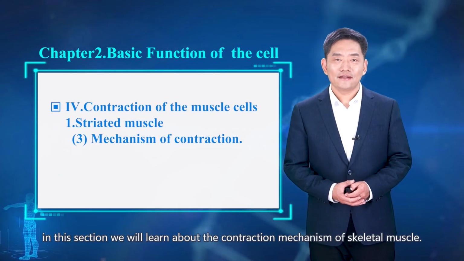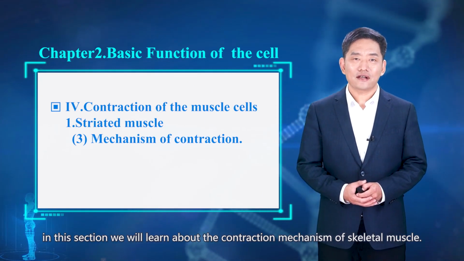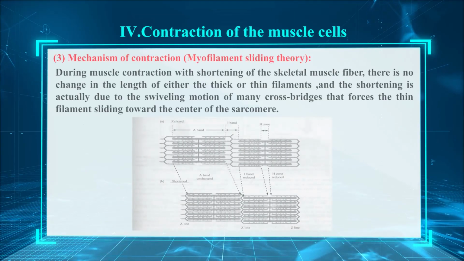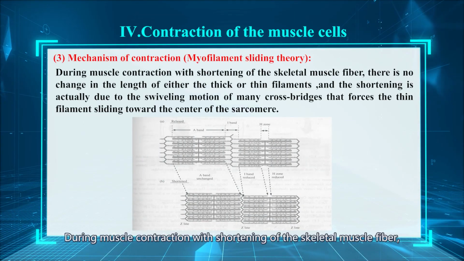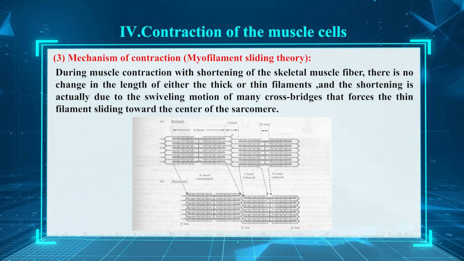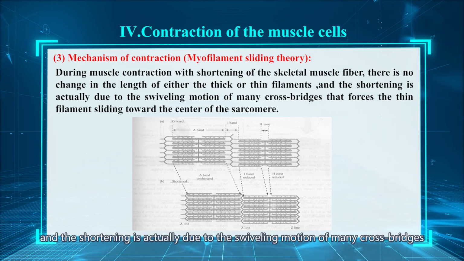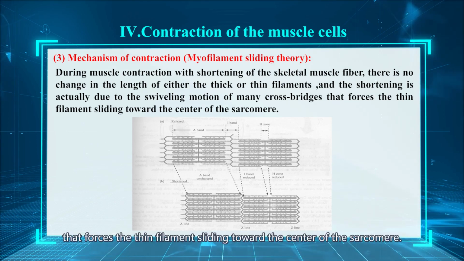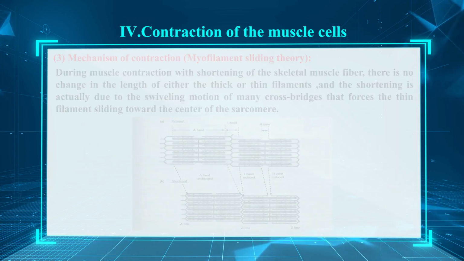Hello everyone, in this section we'll learn about the contraction mechanism of skeletal muscle. During muscle contraction with shortening of the skeletal muscle fiber, there is no change in the length of either the thick or thin filament. The shortening is actually due to the swiveling motion of many cross bridges that forces the thin filament sliding toward the center of the sarcomere.